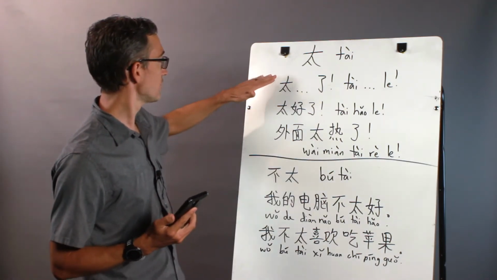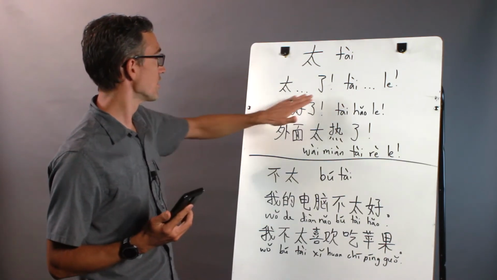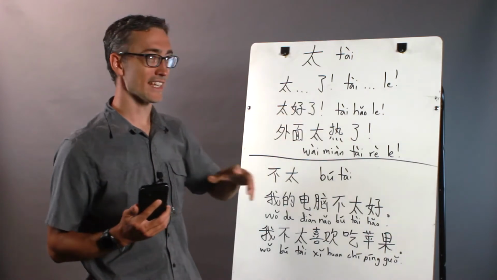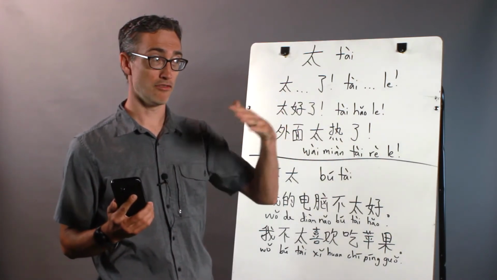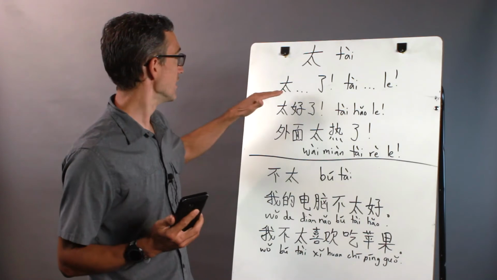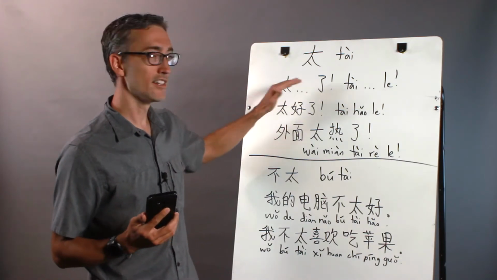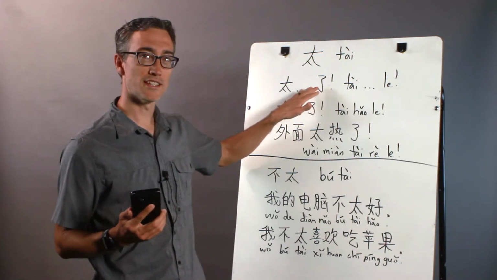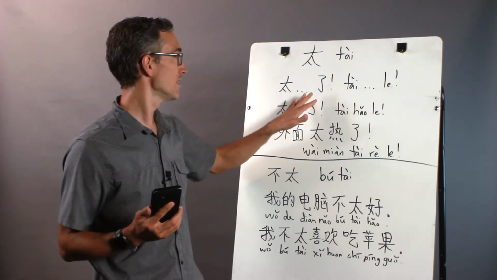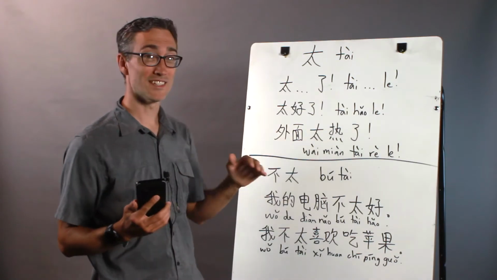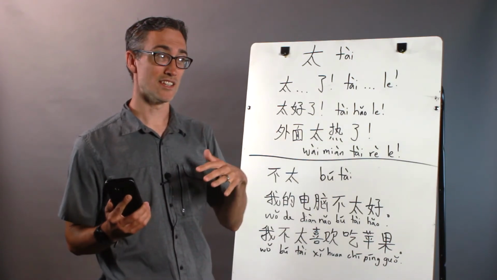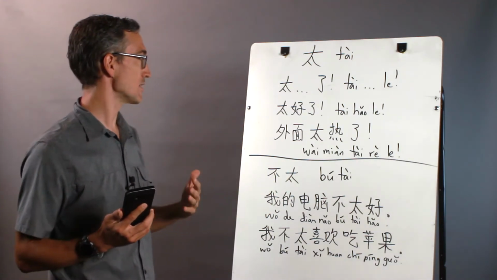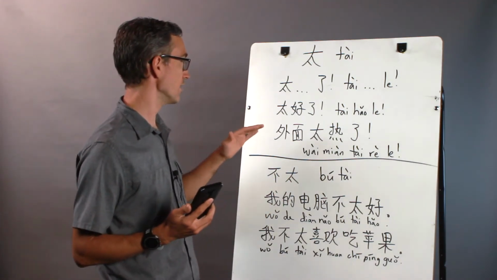So here we have some examples. I wanted to point out the basic formula for the phrase when you're making an exclamatory phrase about something being extremely or too. It is tai, adjective le. The le in this case does not mean change of state, and it does not mean completion. It's simply showing an exclamation. So it's like an exclamation point, a verbal exclamation point on the phrase.